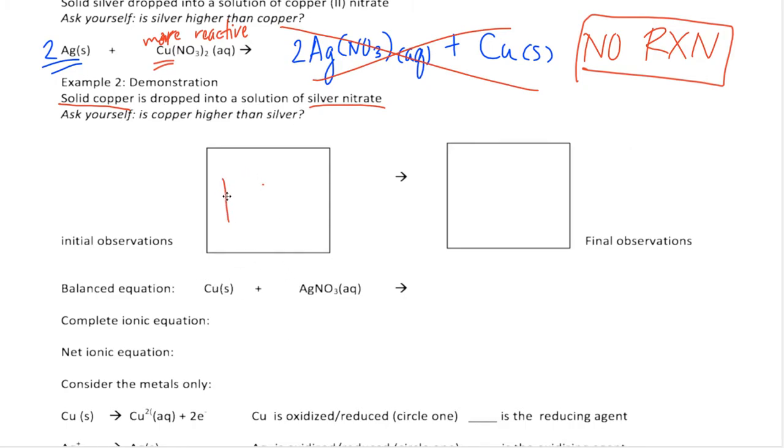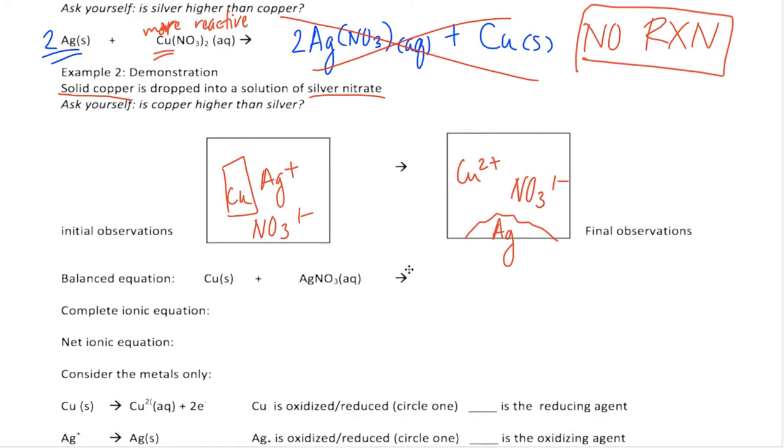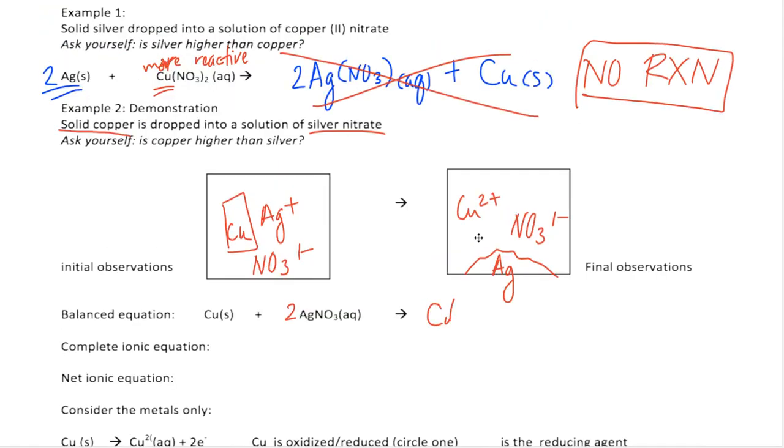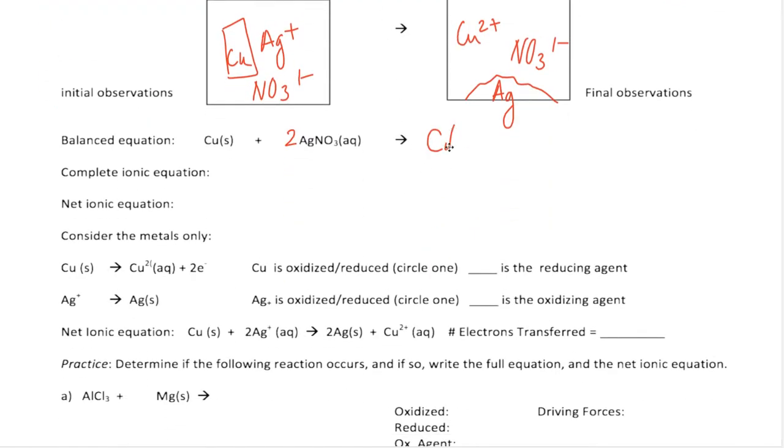So here I have copper solid, I have silver 1 plus and nitrate 1 minus ions, and over here we get a little pile of silver solid. This is going to turn blue because we're going to get copper 2 plus ions in here, and we're still going to have the nitrate in there. And then here's the balanced equation. We're going to need 2 of those. Let's try to write this out a little better: copper 2 nitrate, which is aqueous, plus silver solid, like that.